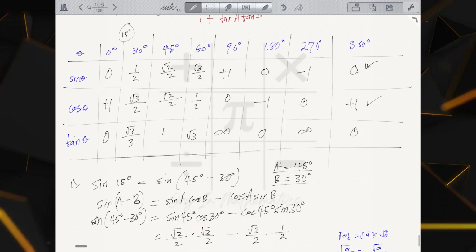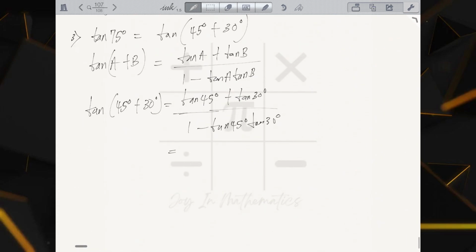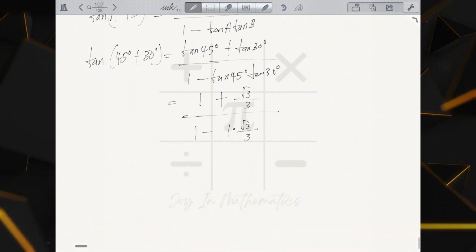Let's go back to our special angles table. So we have that tan 30 degrees is equals to root 3 over 3 and tan 45 degrees is equals to 1. So let's substitute that into this. We have tan 45 degrees to be 1, tan 30 degrees is root 3 over 3, tan 45 degrees is 1 multiplied by tan 30 degrees, which is root 3 over 3. So we simplify further. The numerator will give us 1 plus root 3 over 3, and the denominator will give us 1 minus root 3 over 3.